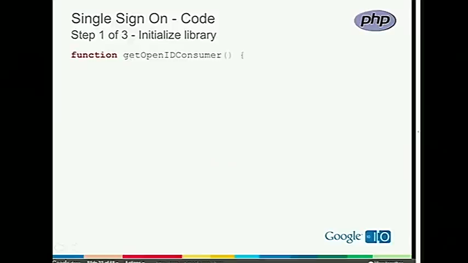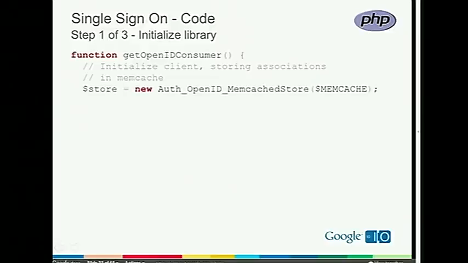So our first step here is we need to build up the library. We're building a consumer, which is our entry point into the library. And to do that, we need some storage. This is just to store some information about the identity providers that we're talking to. We're using memcache, which is perfectly fine in this case.